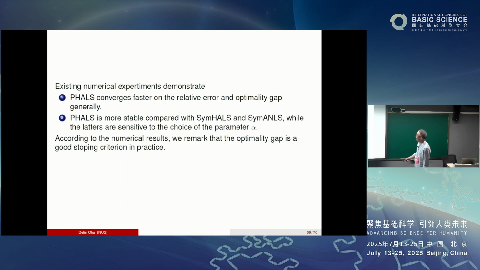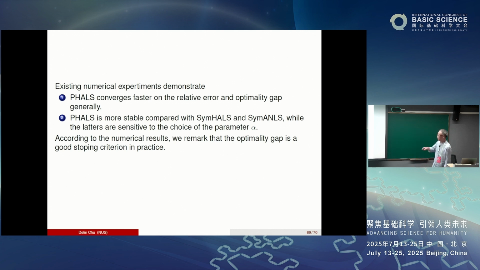Based on our numerical experiments, we can conclude the new method converges fast on the relative error and optimal gap in general. Although the new method is more stable compared with the symmetric HAS method, the symmetric ANLS method, and other methods. The reason is that the related parameter alpha is very sensitive for the relative residual and the optimal gap. Another reason is that for different data sets, we don't know how to choose a good parameter.